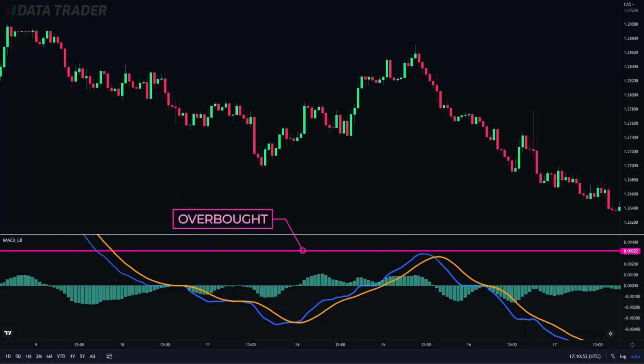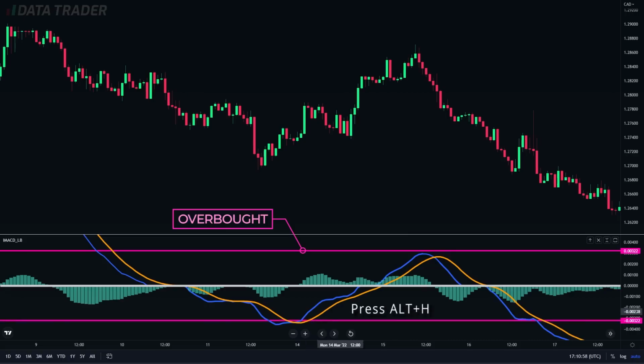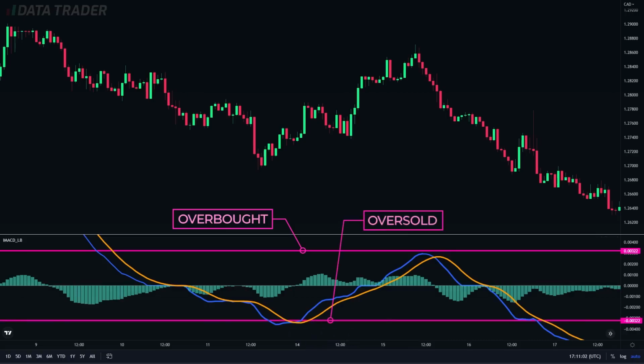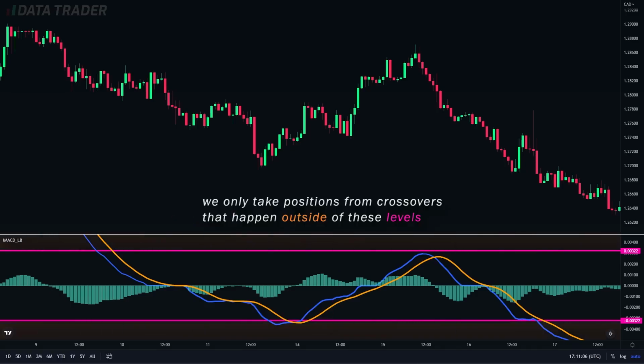For your oversold line, you do the exact same thing, but in the opposite value. So this time, drag your mouse to below the middle line, and again, press Alt-H. Now you have your oversold line. So, the reason we apply these overbought and oversold levels to the indicator is because we want to make sure that we only take positions from crossovers that happen outside of these overbought or oversold levels, because this means that the price is overextended, and prices that are overextended will have a higher chance of making significant moves.